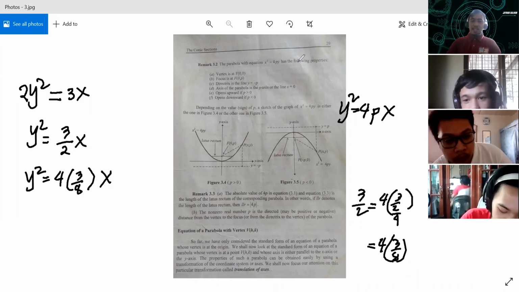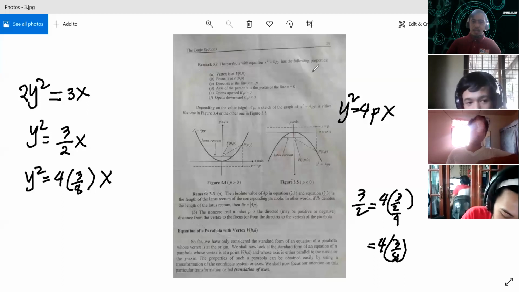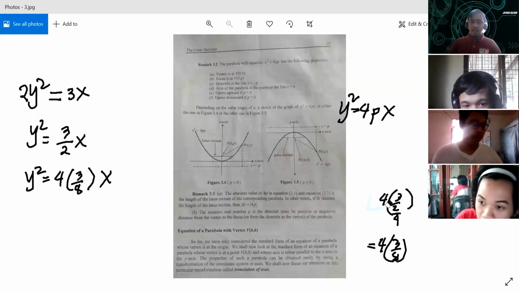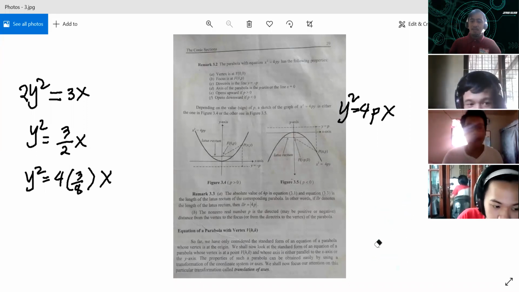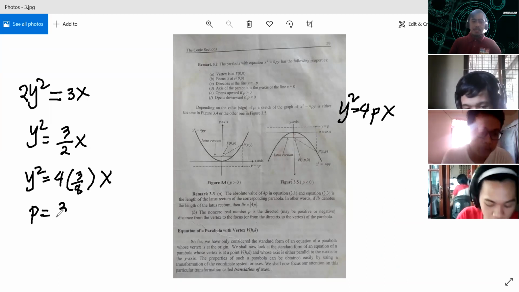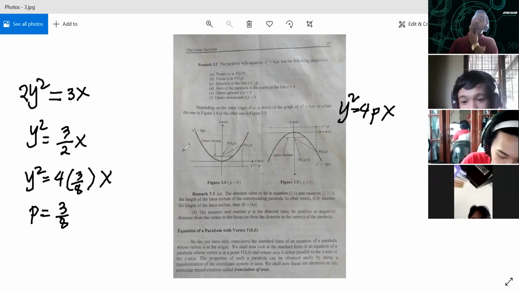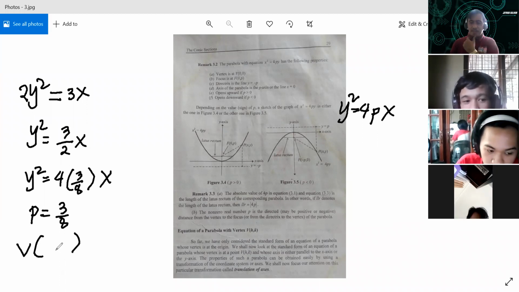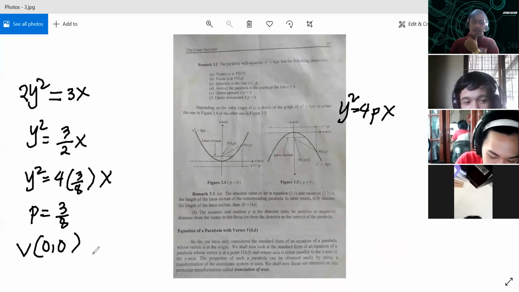Okay, so obviously, what is our p? 3 over 8, sir. Positive or negative? Positive, sir. It's positive. So in this case, your p is 3 over 8. Okay? Now, what is your vertex, or where is your vertex rather? The origin, sir. 0, 0. Automatic for this form.